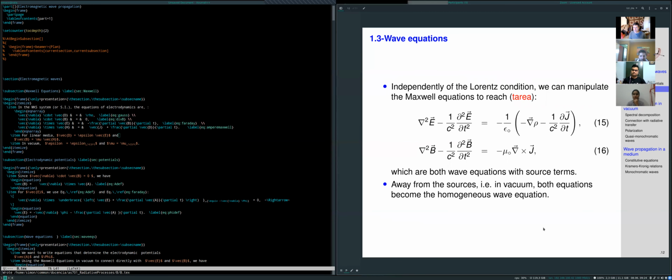Okay, now independently of the electric potentials, you can also manipulate the Maxwell equations to reach the wave equations in the electromagnetic fields. So this is the wave equation for the electric field, and this would be the source term for the electric field. Likewise, for the magnetic field, we also have a wave equation, and this would be the source term for the magnetic field.